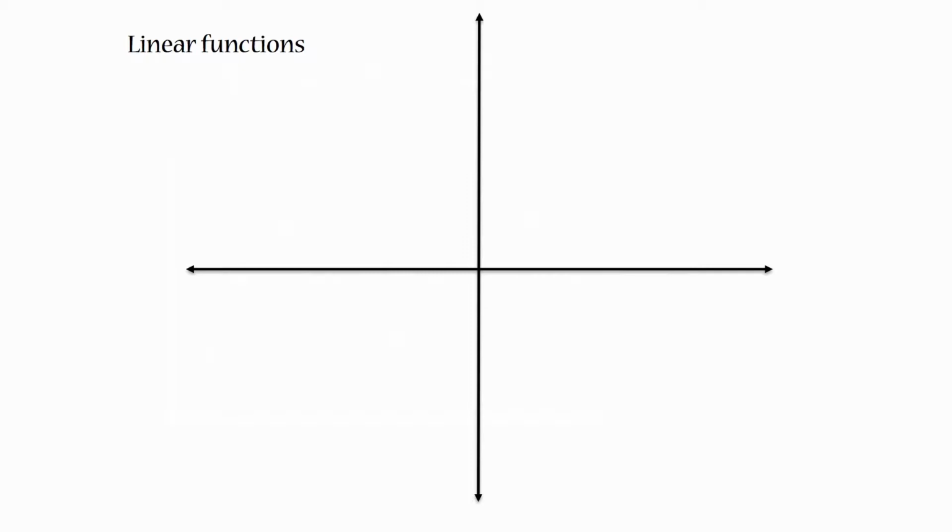So linear functions are the simplest of functions. It's just a straight line. I'm going to call my axes x and y. Actually, I'm going to do that over. First things first, I always label my axes. They're going to be x and y this time. So linear functions are the simplest of functions. A linear function is just a straight line.